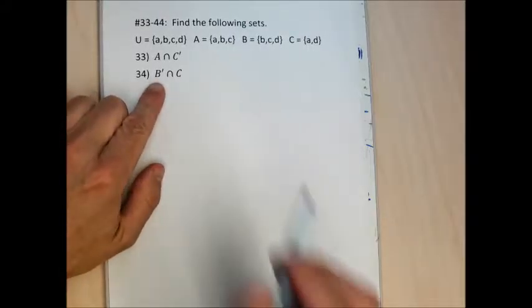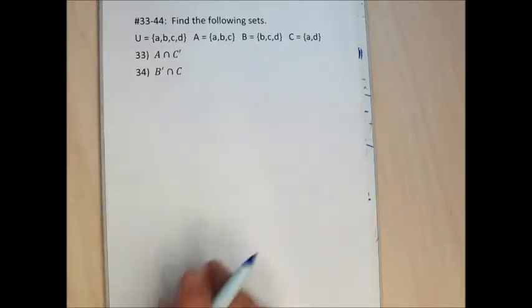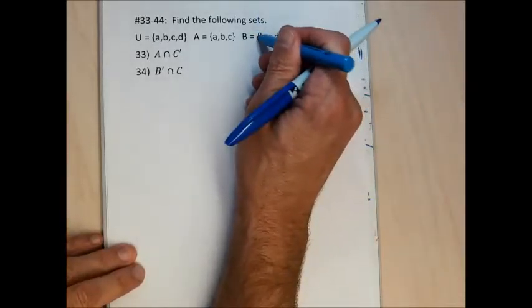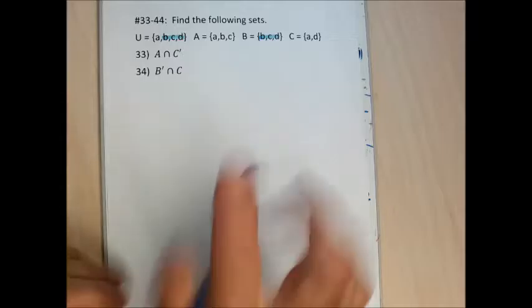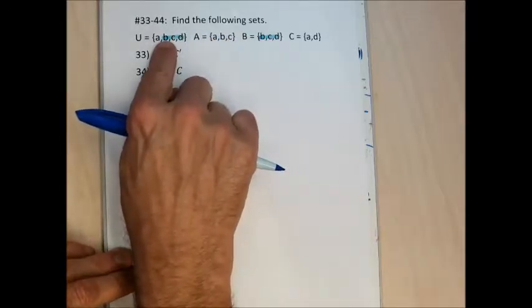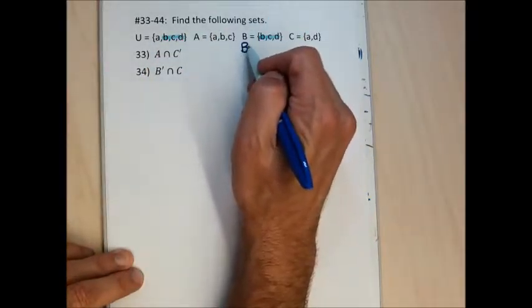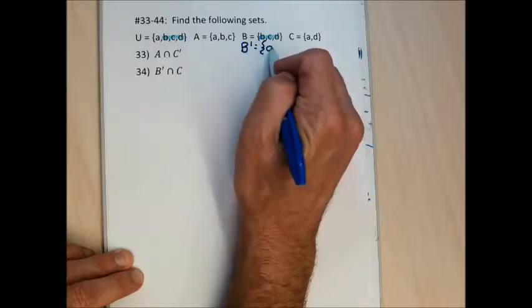I'll do 34. I have a new universal set for these problems. So in 34, I find B complement first. B complement is found by taking the elements in set B and crossing them out from the universe. So B complement just has the letter A.